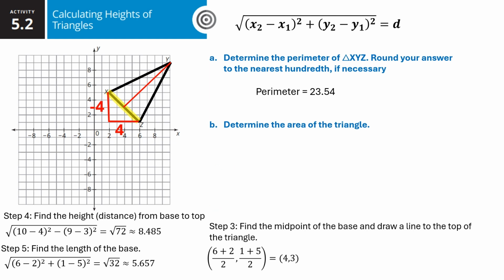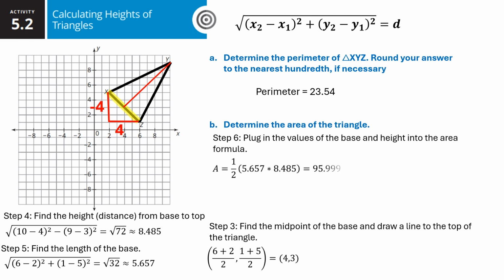Now that we have the length of both the base and the height, the last thing to do is to plug in the numbers to the formula, and simplify the expression. Once simplified, we get a final answer: the area of the triangle is equal to 95.999, which rounds to 96.